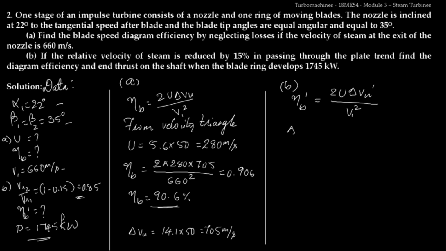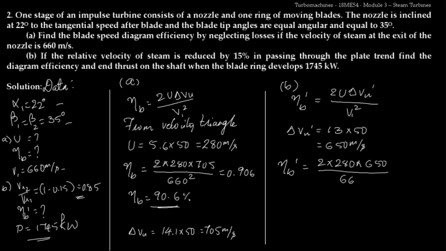Okay, here let us calculate delta VU dash, which is equal to 13 into 50. So this is 650 meter per second. So now let us calculate the diagram efficiency for the second case. That is 2 into U is 280 into 650. If you observe case 1, case A and case B, so in case A the change in tangential velocity component was 705, but here it is reduced to 650.